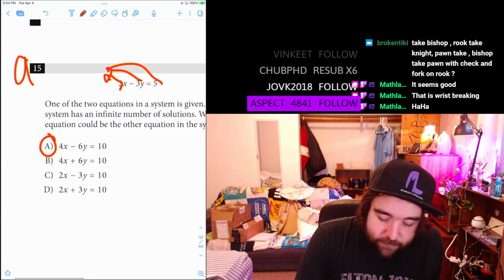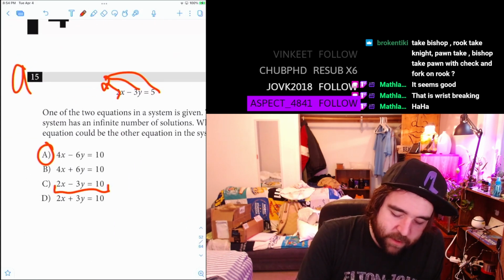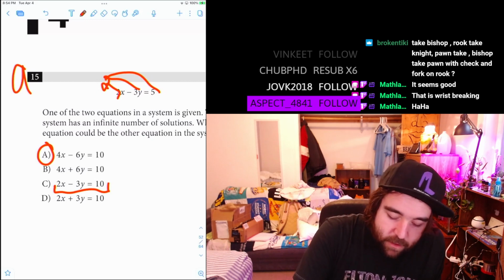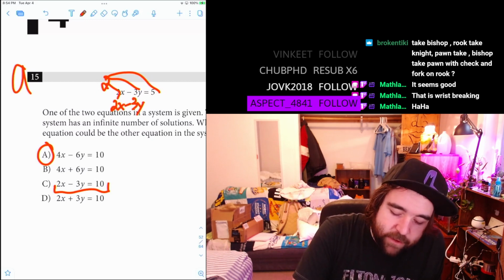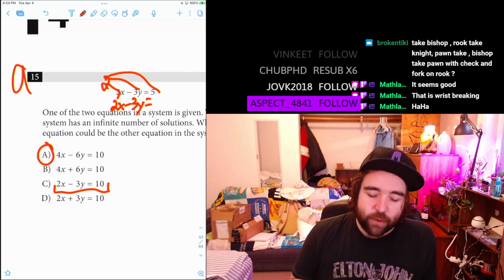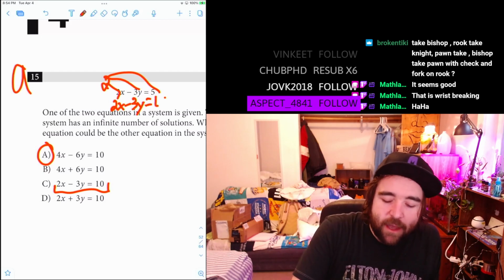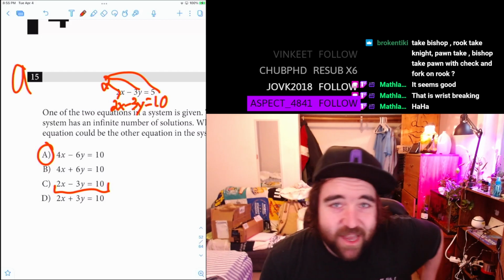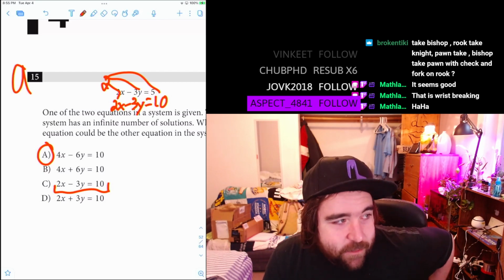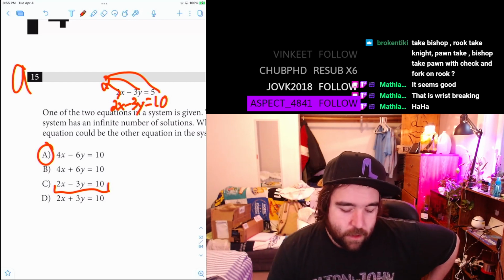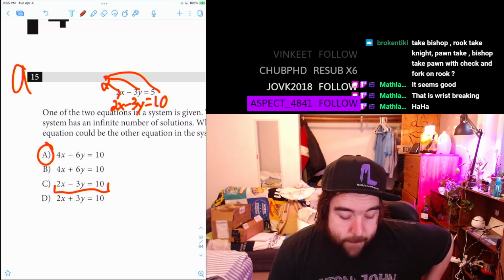If we were looking at infinite solutions or no solution, you'd be looking at something like this. Look how the right side of the equation is the same. You're saying that 2x minus 3y is equal to 5, but at the same time, you're saying that 2x minus 3y is equal to 10. It can't be equal to two things at the same time. So that would be no solution, because that wouldn't be possible.